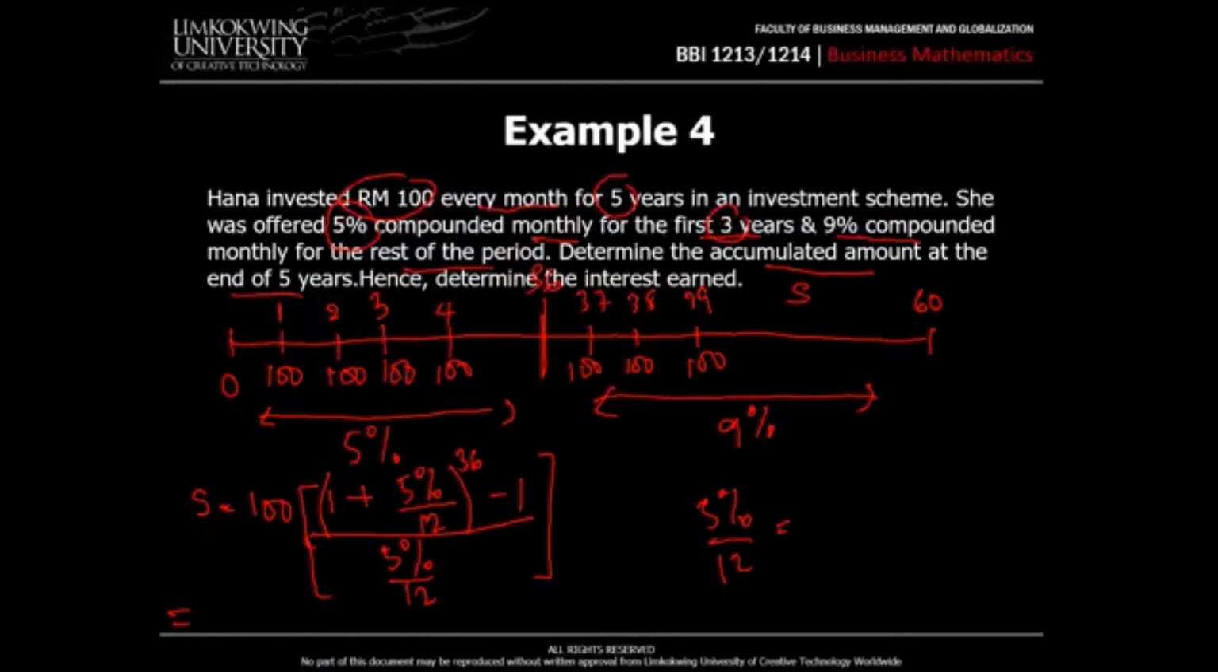Okay, then plus 1, power of 36, minus 1, divide by, put it in the bracket, 5 divided by 100 divided by 12. Then you got the answer, multiply with 100. Why is it so hard?